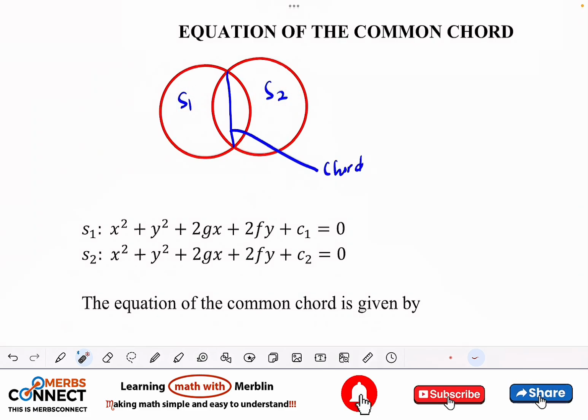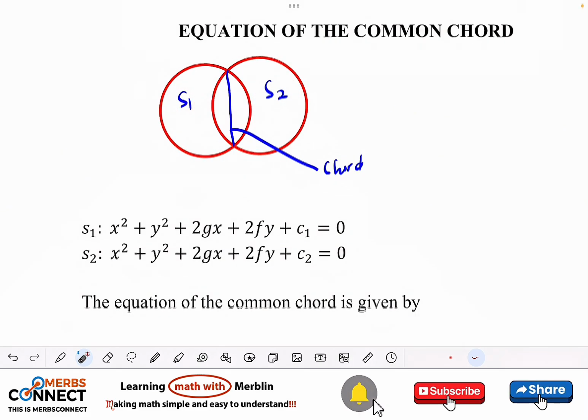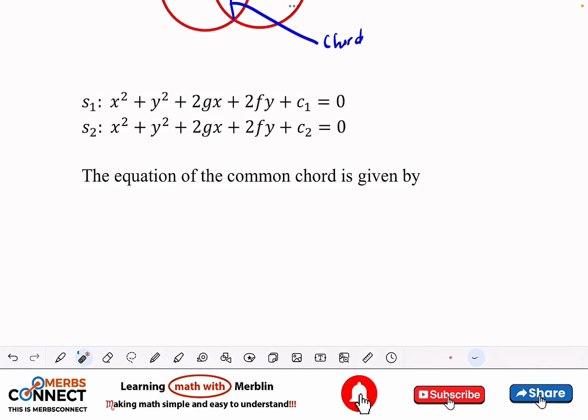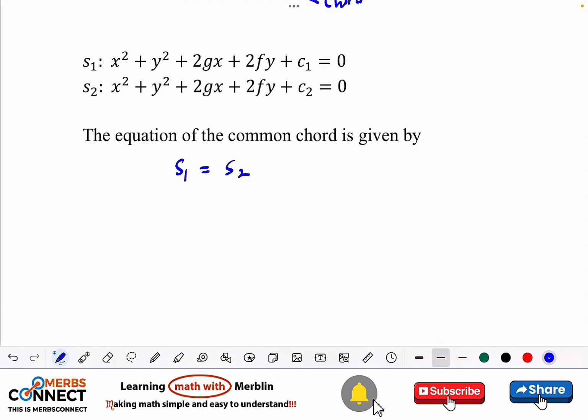So we are assuming that if they are having the same chord, then the equation of the circle is the same. So what can we do here? What we are just going to do is equate S1 to S2 with the equation of the common chord. So let's do that.